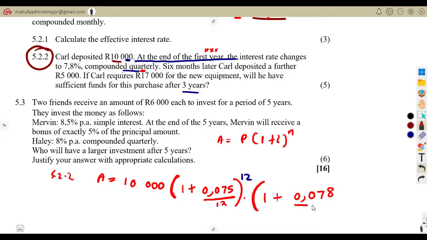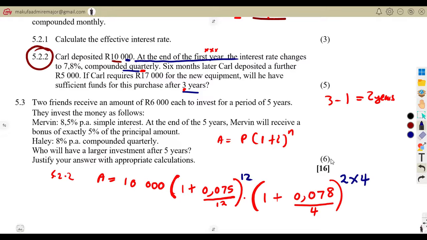Meaning to say you divide. Remember, interest, you divide by that. Quarterly, you divide by 4. What about the years now? How many years after the first year? So the remaining after, within these 3 years, what is remaining? Because we have covered the first year, so it's 3 minus 1. We're talking about 2 years remaining. These 2 years are to be compounded quarterly.